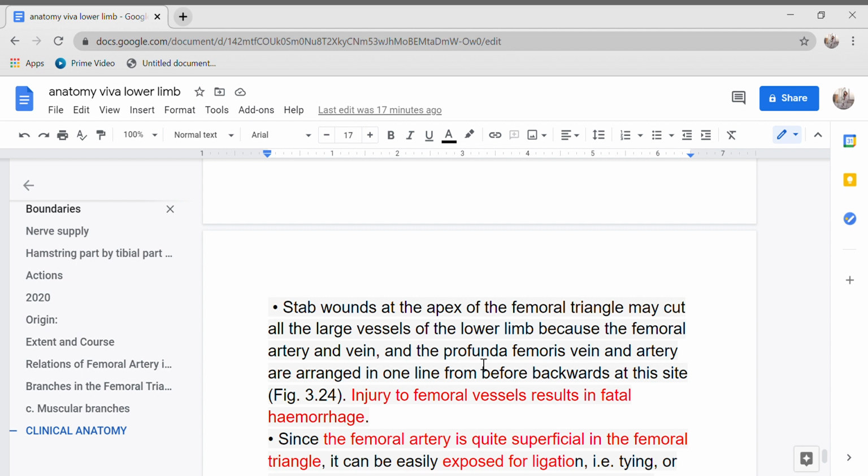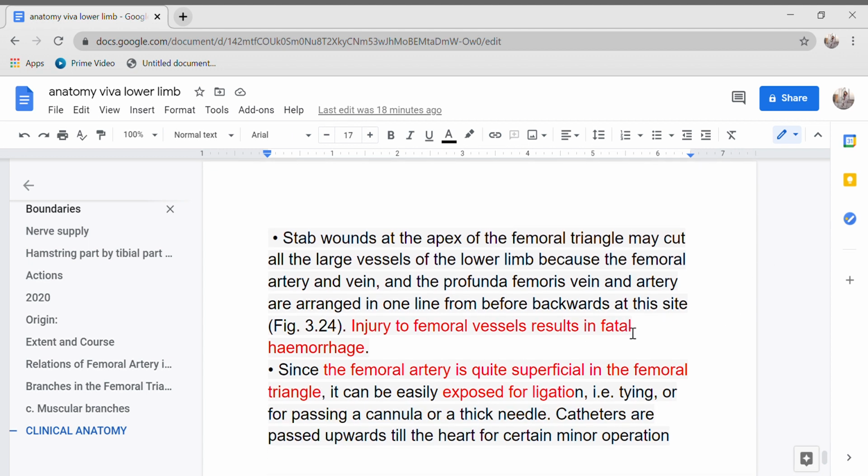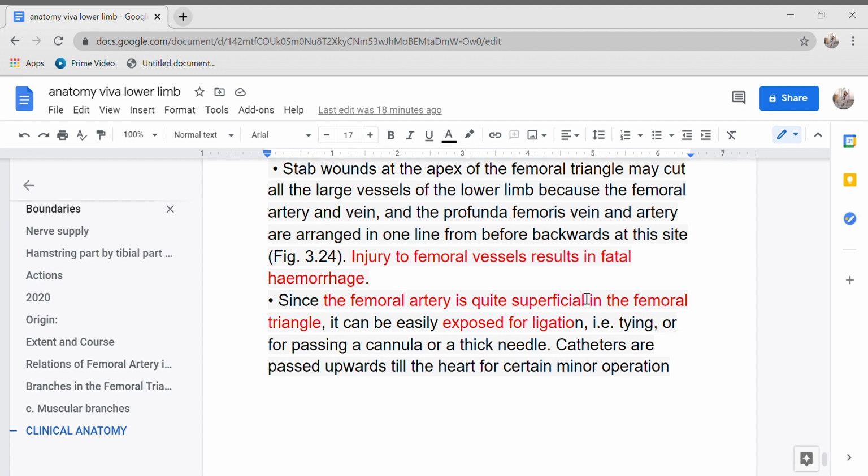This is because the femoral artery and vein and the profunda femoris artery and vein are arranged in one line from before backward. If there is a wound in the femoral triangle, the femoral artery, femoral vein, and profunda femoris vessels are affected. Injury to the femoral vessels is quite common because they are very superficial in the femoral triangle, and it results in fatal hemorrhage, which is a profuse loss of blood.